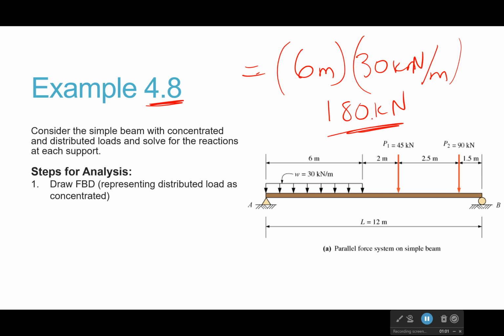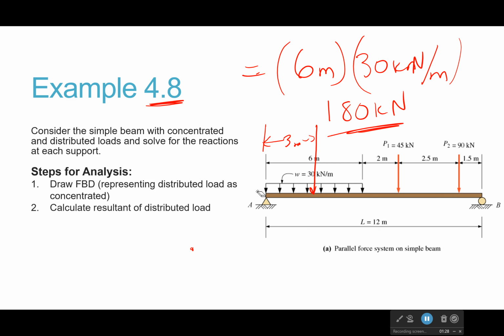The second thing we have to ask ourselves is, where do we put this vector? We always put it through the centroid, which you can look up in your textbook. It'll show you shapes like this, with a little center point, and it'll give you some distances. In this case, for a rectangle, the centroid is at the center. So right through the middle, which would be 3 meters from the side. Okay, that's not too bad. Not too bad at all.